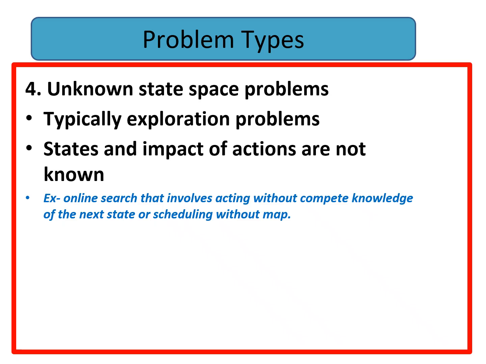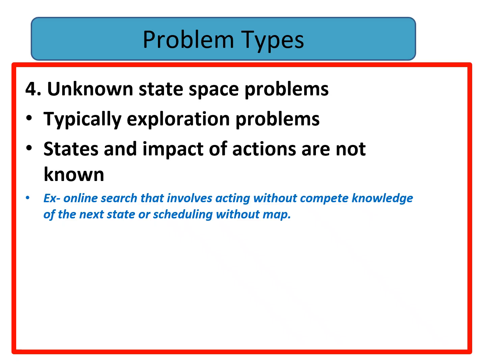So the last one will be the unknown state space problem. It is a problem where the agent does not know all the possible states in advance. The environment can be unknown or partially known. The environment must be explored while solving the problem. The agent learns about the state space as it moves through it. This is known as an exploration problem because the agent has to discover the environment while searching for solutions.